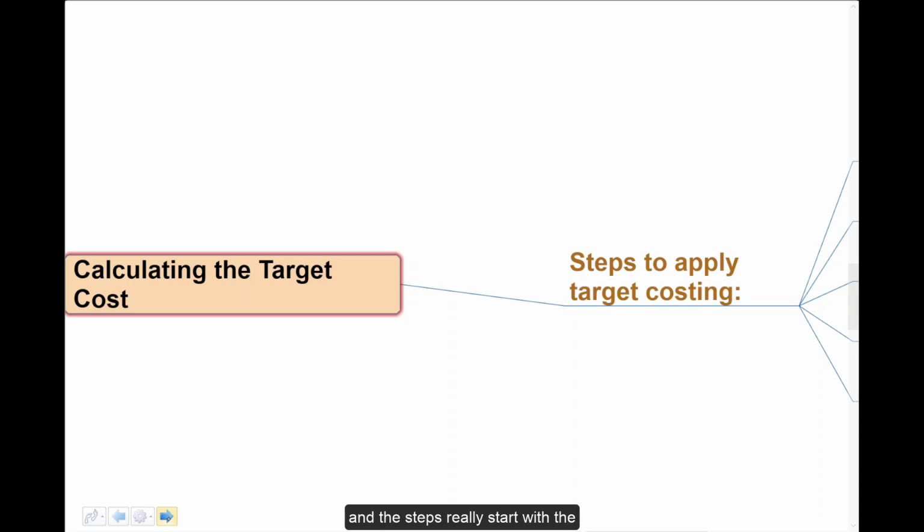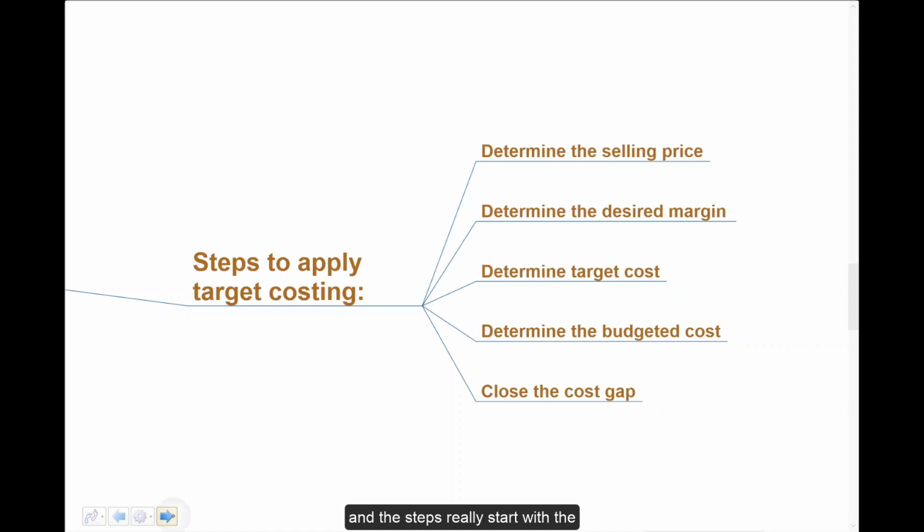And the steps really start with the selling price, not the cost, or not what's driving the cost or absorbing any cost, not at all. We're saying, what's a commercial selling price? What is this product, let's say, being sold at in the open market? What could we sell it at? Well, that's the selling price.